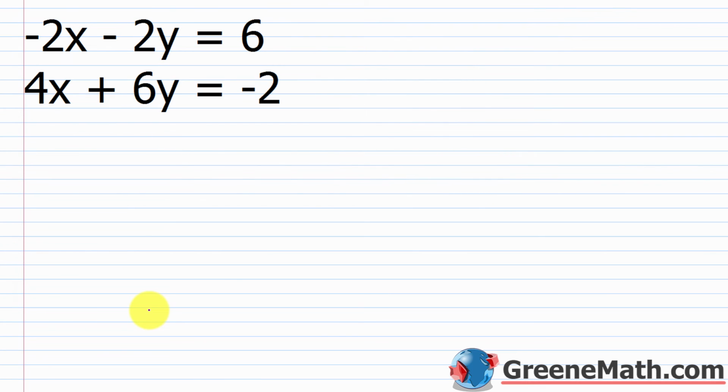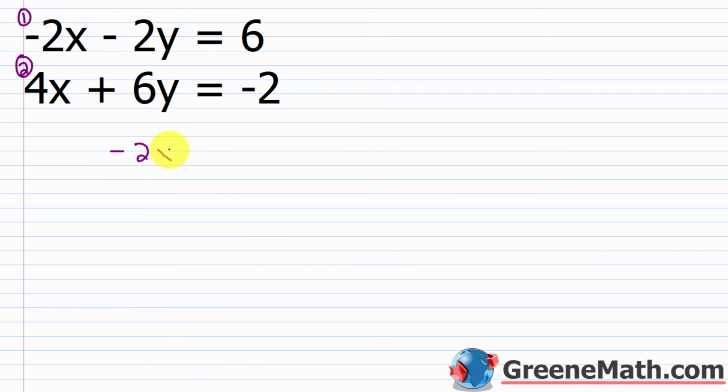All right, let's take a look at another one. So we have negative 2x minus 2y equals 6, and we have 4x plus 6y equals negative 2. So it looks pretty easy if I solve this guy right here for either x or y. That looks easiest to me. So let's label this as equation 1, and this is equation 2. And I'll go ahead and solve equation 1 for, let's say, x.